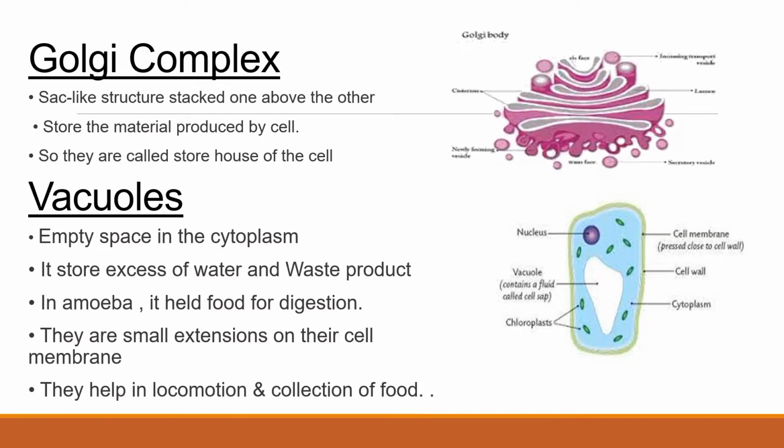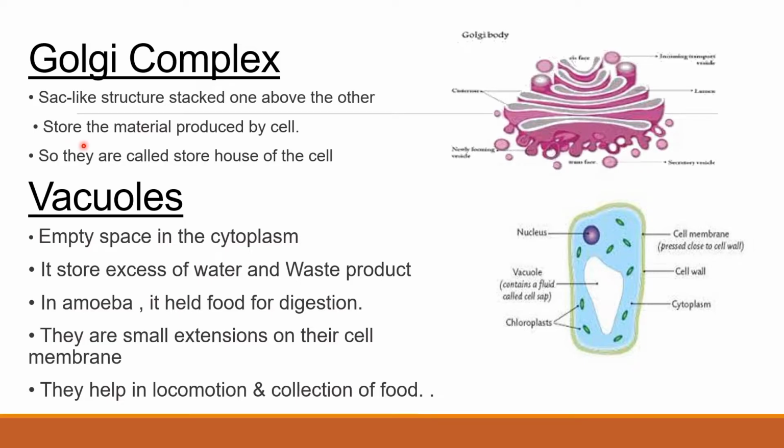Next, we have the Golgi apparatus, also called the Golgi complex or Golgi bodies. This is the structure of the Golgi apparatus. The Golgi structures are sac-like structures, one above the other, as if they are kept one after the other. Yes or no?